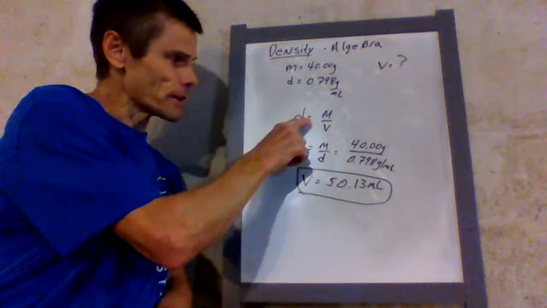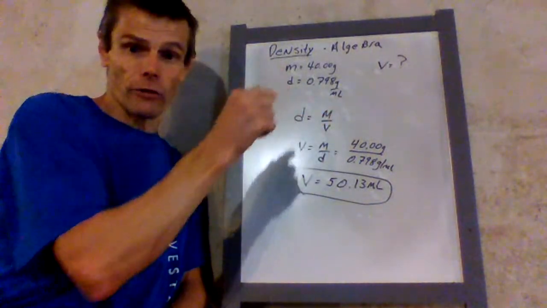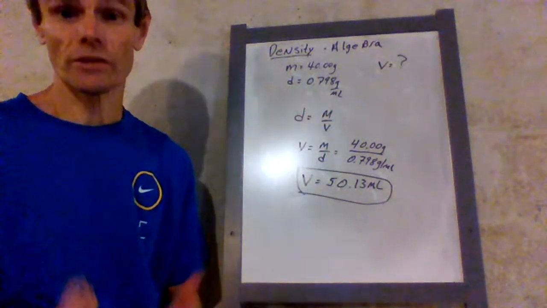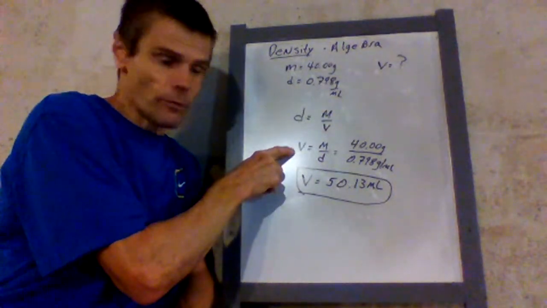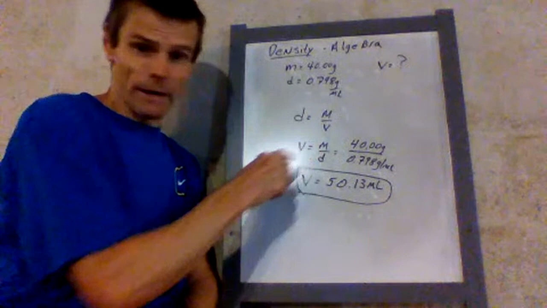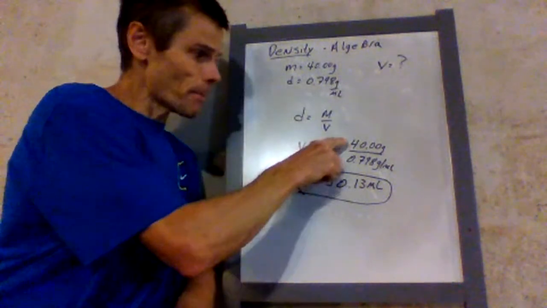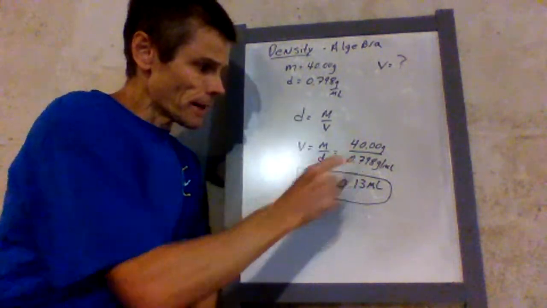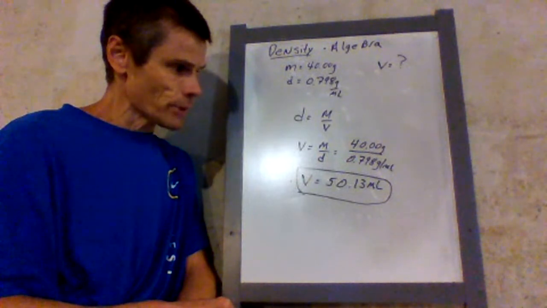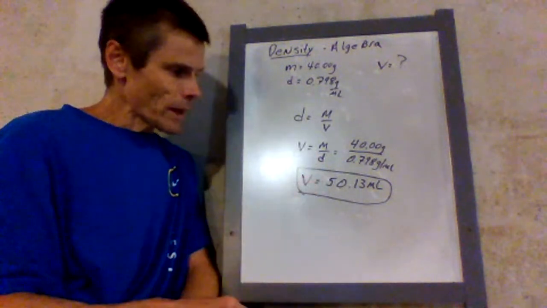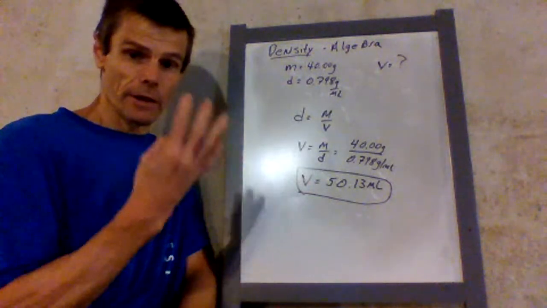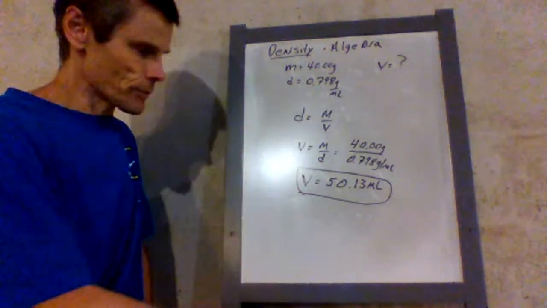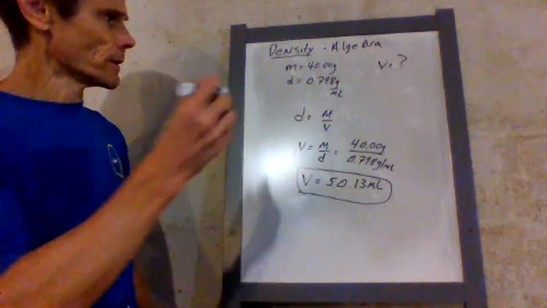Density, D, is equal to M over V, mass over volume. We would cross multiply and come up with an expression for our volume. Volume is mass divided by density. Our mass is 40 grams. Our density is 0.798 grams per milliliter. We come up with an answer. Volume is 50.13 milliliters. And in this case, I'm limiting myself to 4 significant figures.